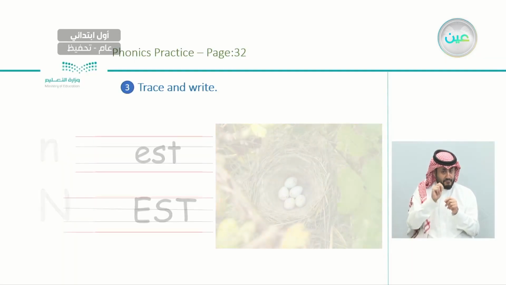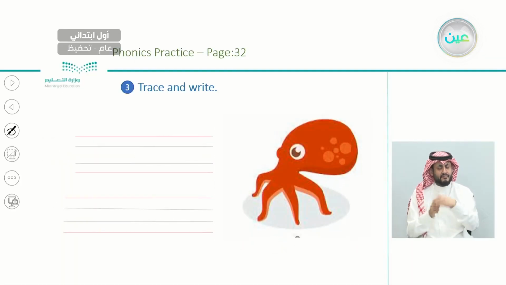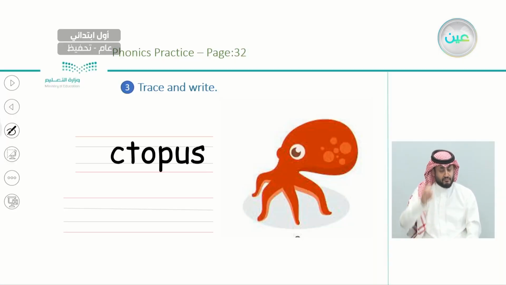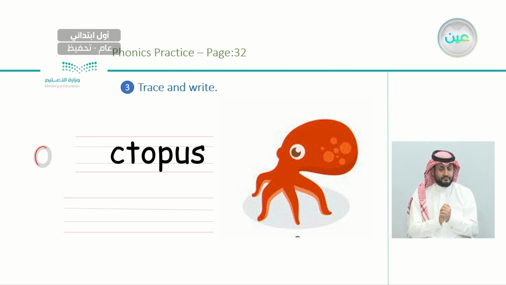Excellent. Now we have this animal, and this starts with the letter O. Can you tell me what this is? Yes, in the sea, it is swimming. It's what? Octopus. Excellent. So we have octopus here, and we have a small O. How to write the O? Start from the top up to top again, like a circle.